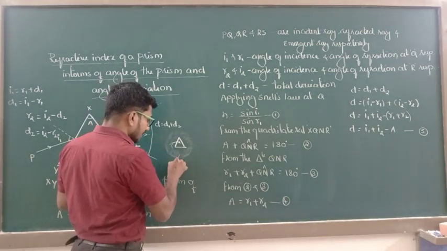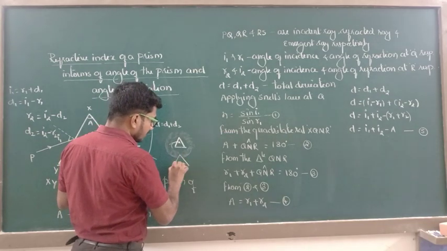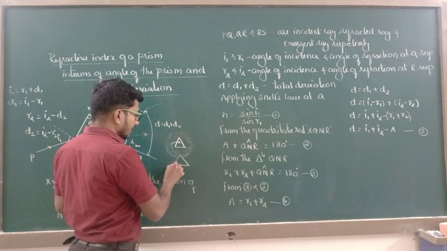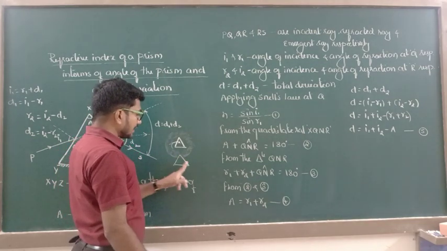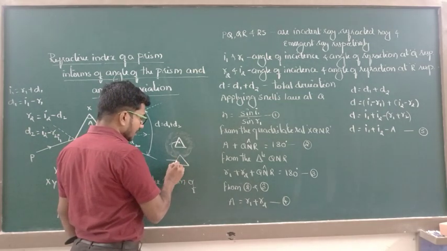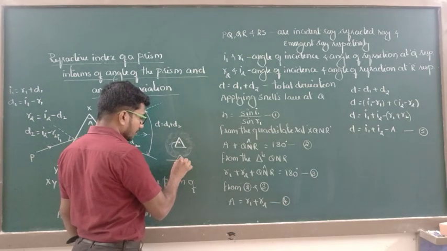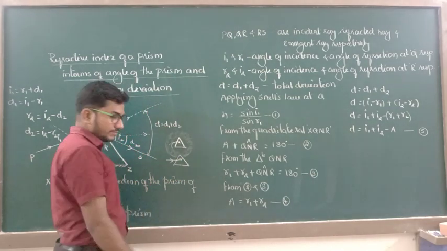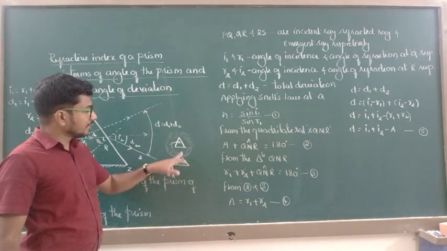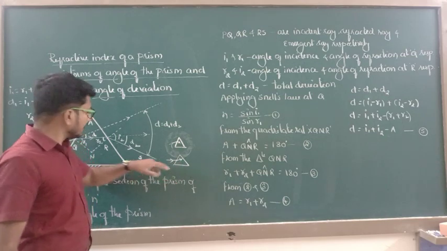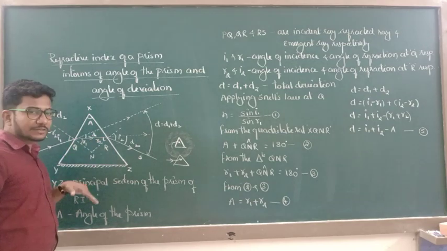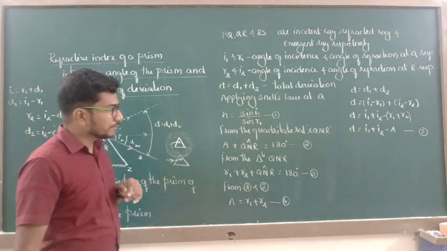If suppose the refractive index of the surrounding medium is greater than the refractive index of the material of the prism, then this refracted light ray bends away from the normal, like this. But under minimum deviation condition, this refracted light ray is parallel to the base. Now what is the meaning of this minimum deviation?